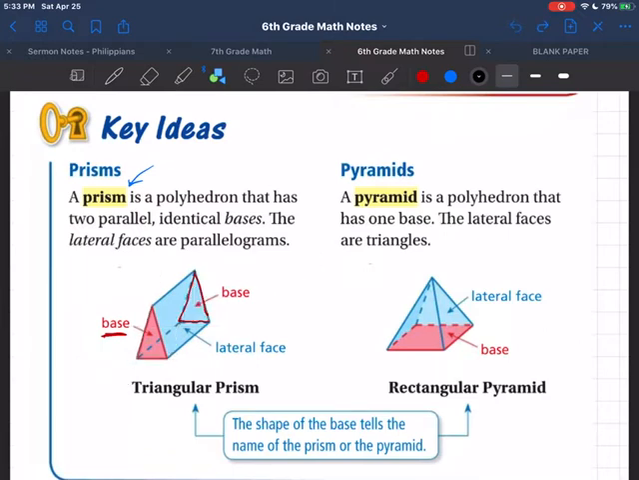Okay, so let's get rid of some of our mess here. They all have 2 bases. So what makes it a prism is that it has 2 bases. And then it has what are called lateral faces that are parallelograms.